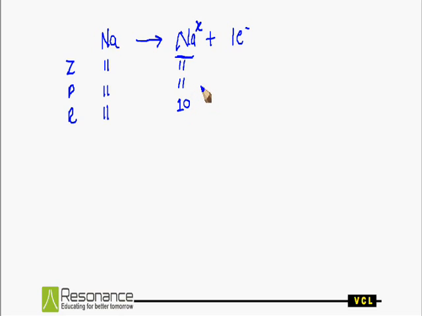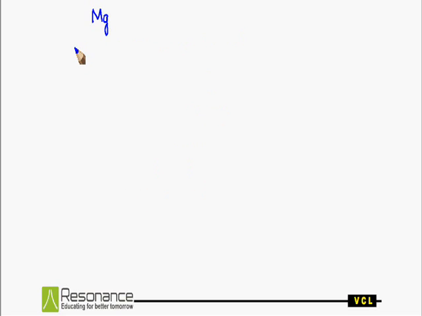So now we can calculate the charge. For 11 protons the charge will be +11, and for 10 electrons the charge will be -10, and the overall charge will be +1. So we can say that here X equals +1, meaning the charge on sodium will be +1.